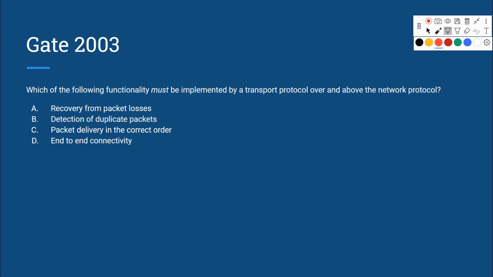This question came in GATE 2003, so let's understand what the question is asking. It asks what functionality is implemented by the transport layer above the network layer. Whatever functionality is provided by the network layer, what additional functionality is being provided by the transport layer? Before looking at any options, first look into the transport layer functionality.